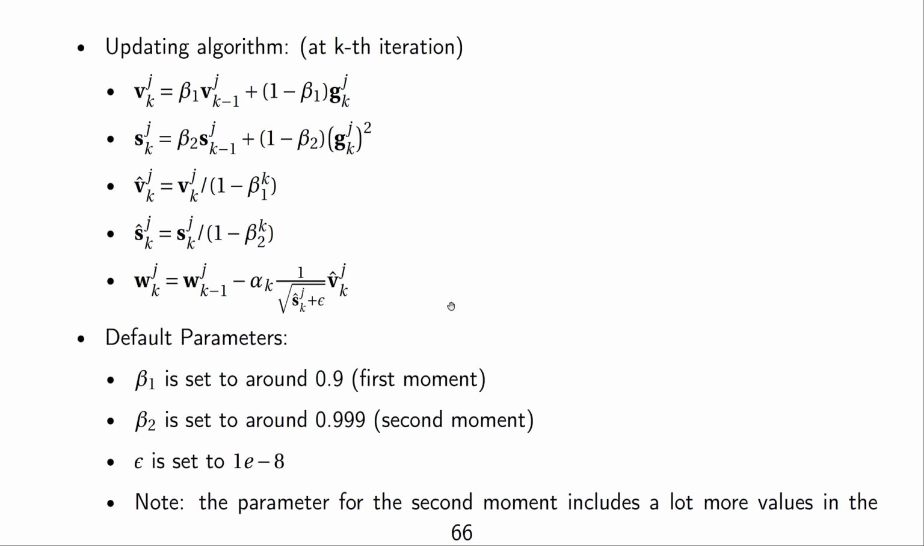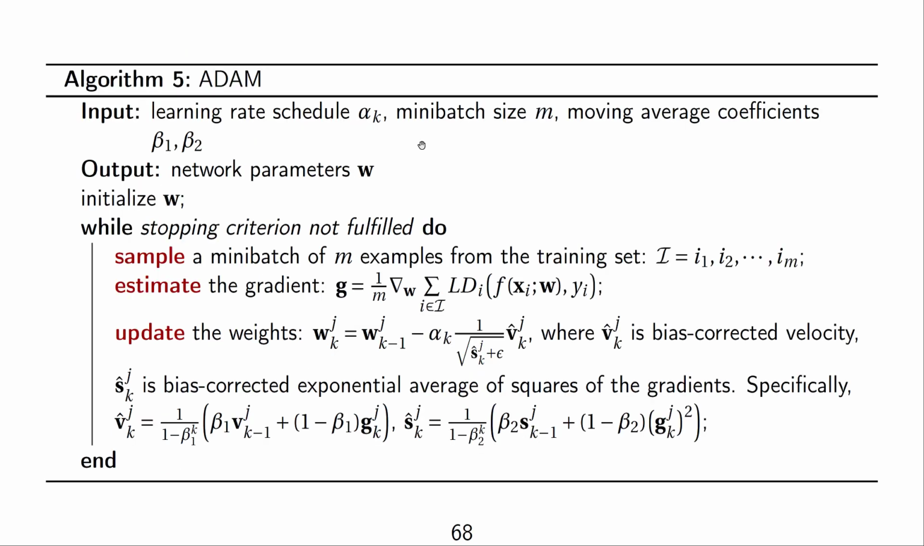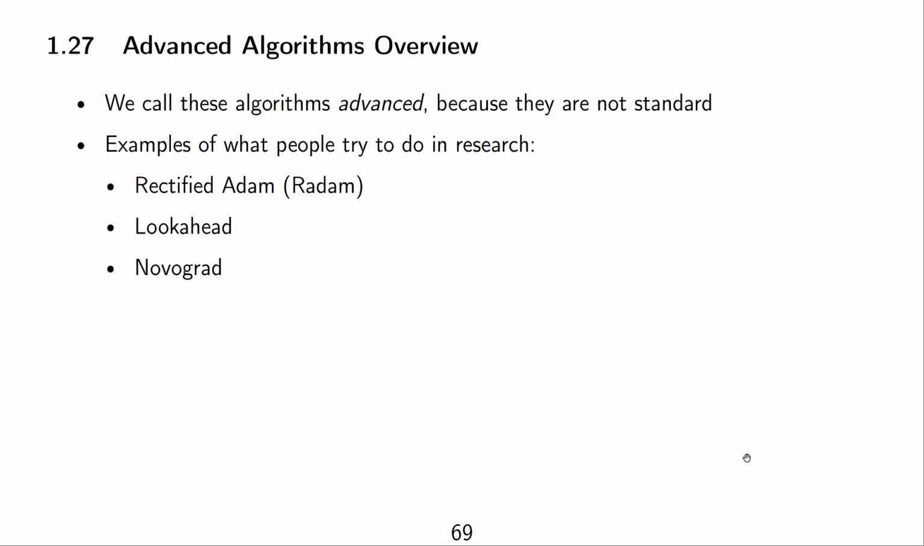So this first part, velocity, is also called the first moment, and this is then called the second moment. Again, here is the algorithm written out, but I think it was sufficient to go over the update equations.